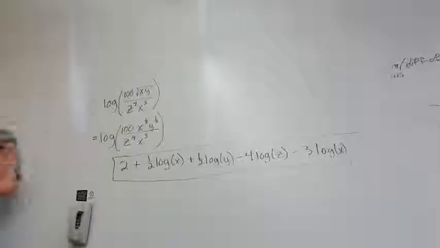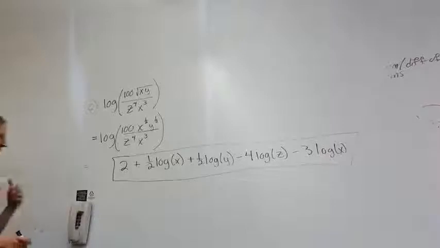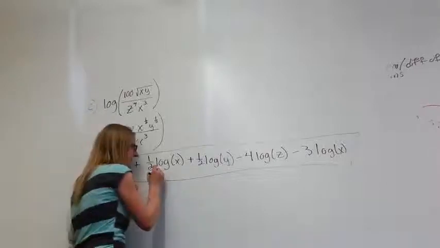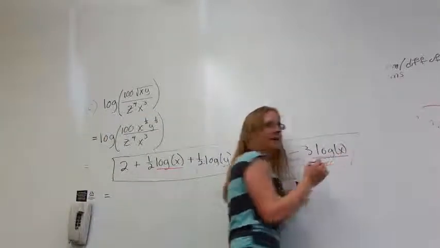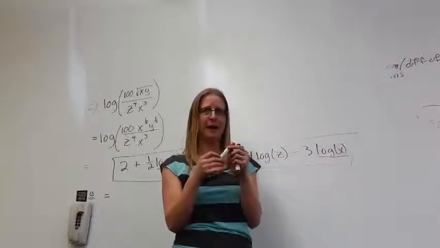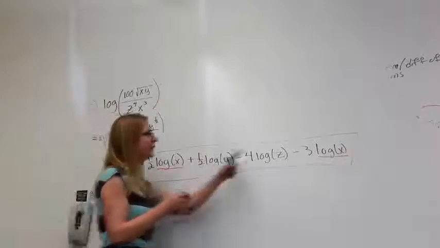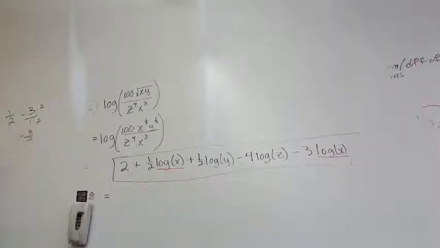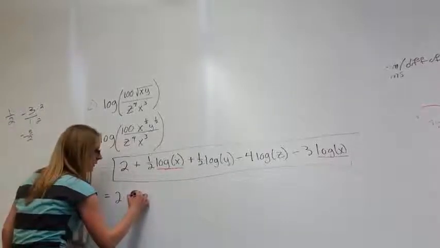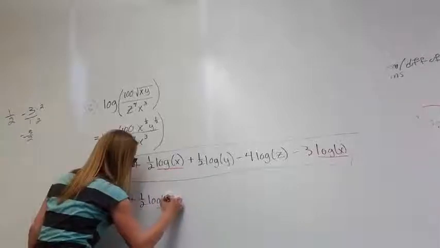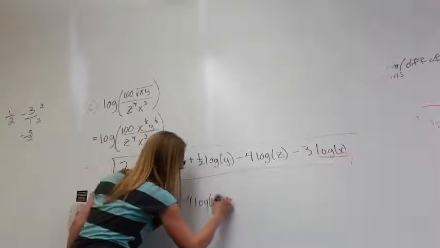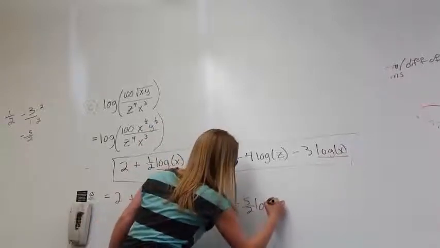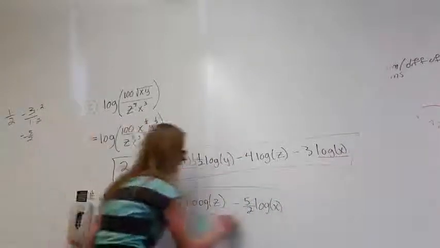Okay, yeah, there was a question? Can we combine the log x and log x? I like your thinking. She said, can we combine this log x with this log x? Are they like terms now? Yeah, absolutely. So I have 1/2 minus 3. So what is 1/2 minus 3? Negative 5/2, right? So this became 2. Now I still have the 1/2 log y and the negative 4 log z, but now I have negative 5/2 log x. Thank you very much. Well done.